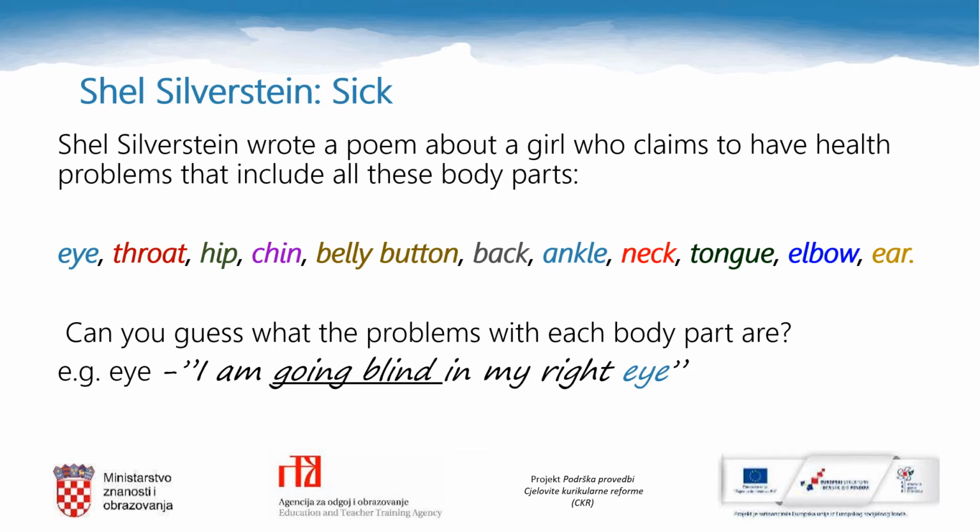Do you know all these words? Can you point to these body parts? Can you guess what the problems with each body part are? Please pause the video and try to make one sentence mentioning one health problem that comes to your mind and includes one of these body parts. For example, you can say, using the body part eye, I'm going blind in my right eye. That's actually one of the lines in the poem.